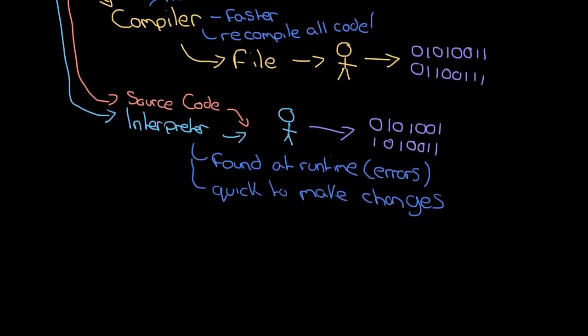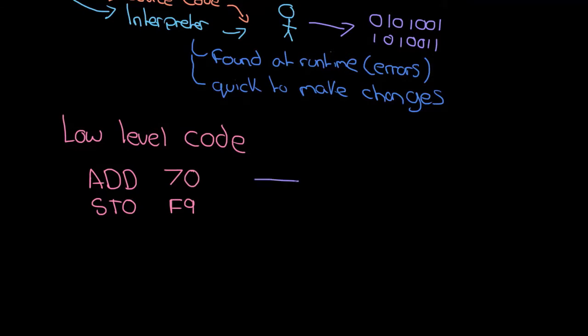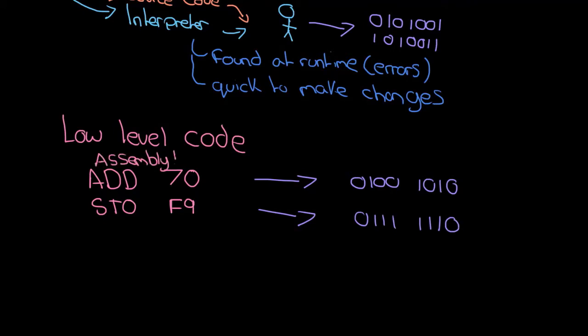As well as high-level code, there is low-level code. This uses something called mnemonics, which are very short sort of words which stand for something like add or sto for store, and then they usually have a number after them, usually in hexadecimal. Each line of low-level code translates almost directly to one line of machine code. This low-level code and all low-level code that you need to know about is called assembly.